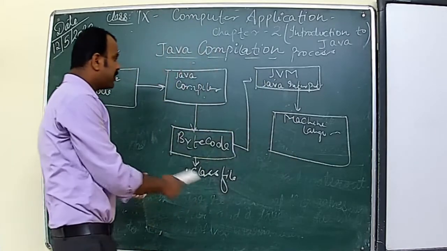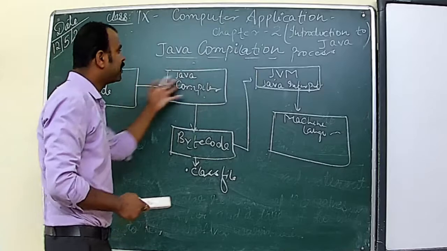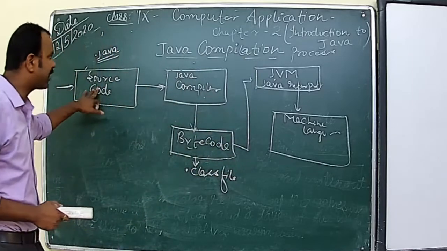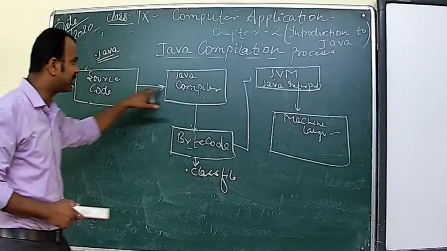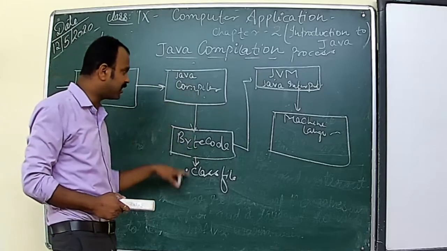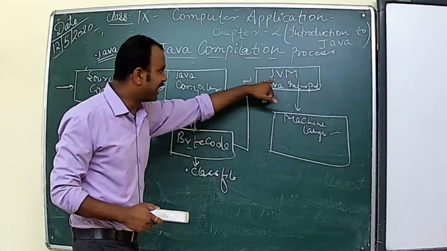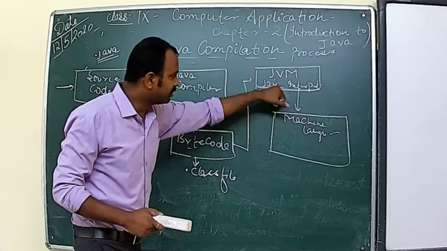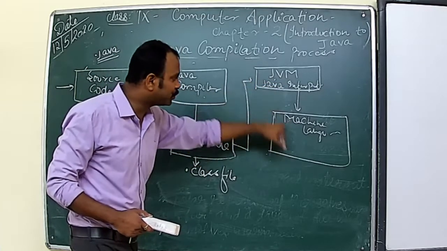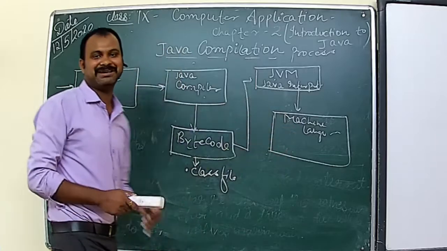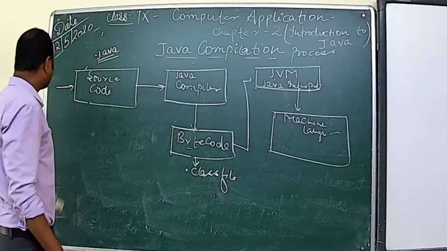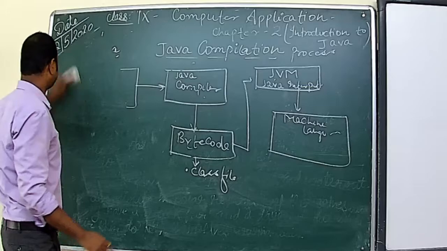So this is the Java compilation process. Source code is converted into bytecode using the Java compiler, also known as the Java class file, and with the help of the JVM, the Java interpreter, it converts this bytecode, the class file, into machine language. Okay, let's go another way and understand this one.